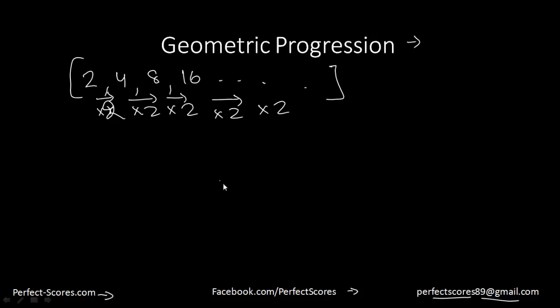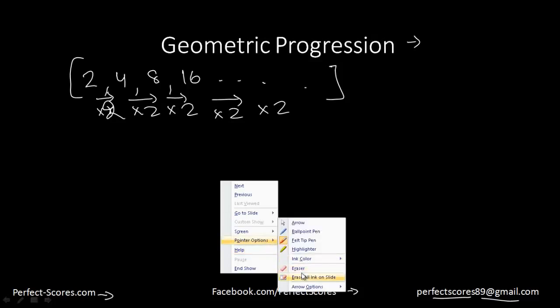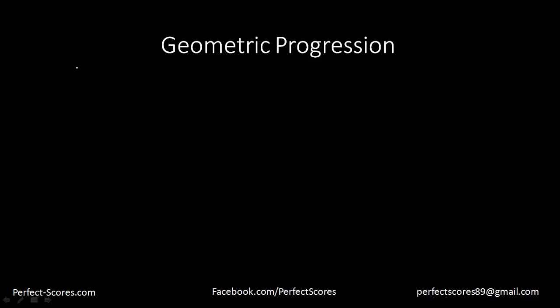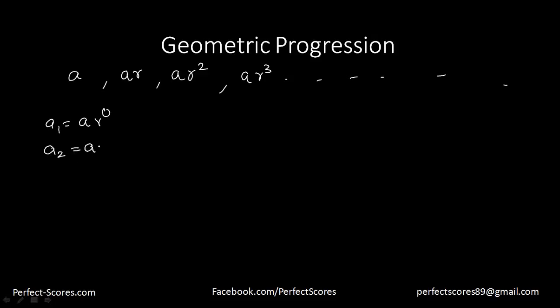Now let's try to generalize the geometric progression here. Suppose the first term is a, the second term is a times r, the third term is a times r times r, that is a r square, and the fourth term is a r square into r, which is a r cube, and so on. So the first term is a into r to the power 0, the second term is a into r to the power 1, and the third term is a into r to the power 2.